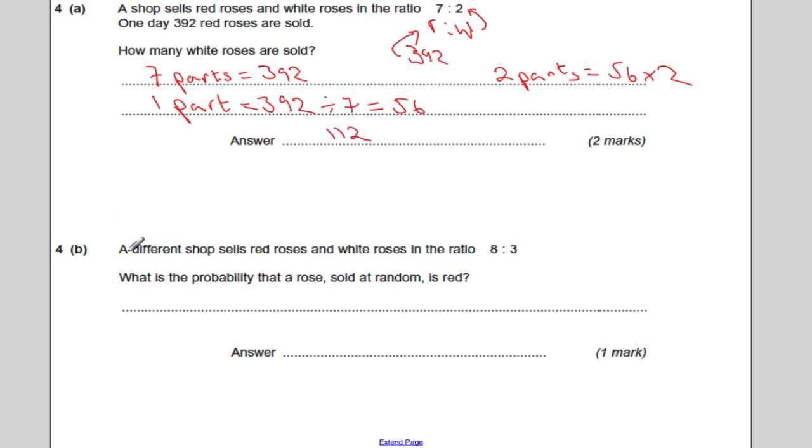A different shop sells red roses and white roses in a ratio 8:3. What is the probability that a rose sold at random is red? So if I was to add up all the parts, we would have 11 parts in total. If I was to select one at random, there's an 8 in 11 chance that I select a red rose, because they're in the ratio 8:3.